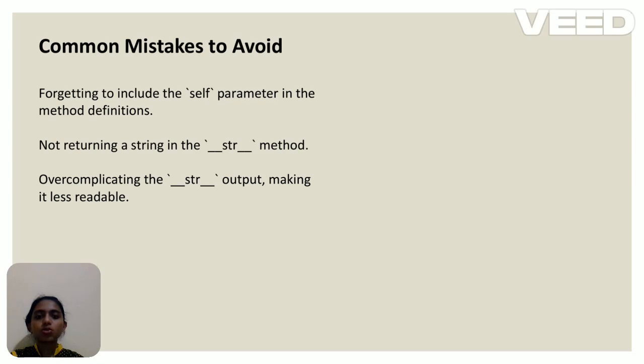Common mistakes to avoid: forgetting to include the self parameter in the method definitions, not returning a string in the str method, and overcomplicating the str output, making it less readable.